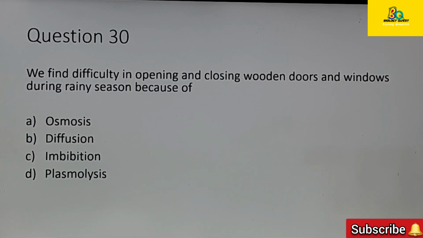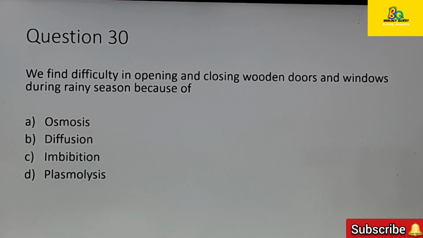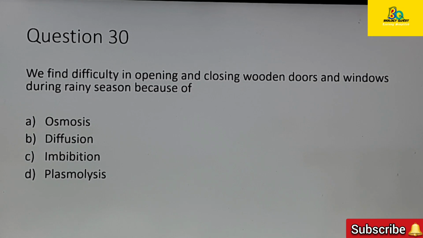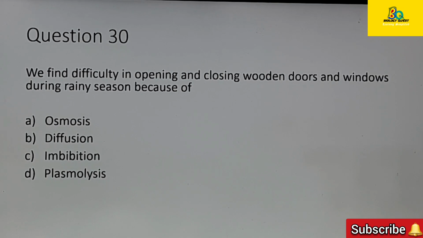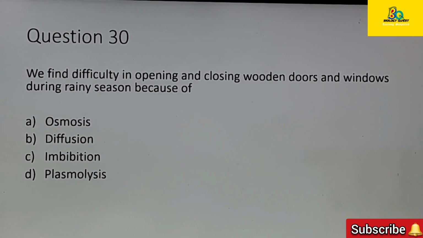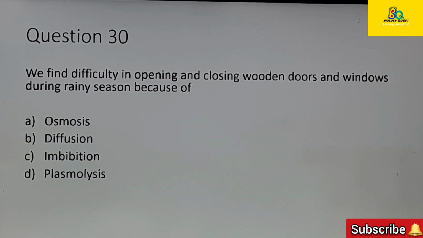The cellulose will attract the water molecules onto its surface, and this process is called imbibition. As a result of imbibition, the wooden doors and windows swell up, and as a result of the swelling, we find difficulty in opening and closing them. We all have experienced that during rainy season. So this is because of imbibition. The correct answer is option C, imbibition.